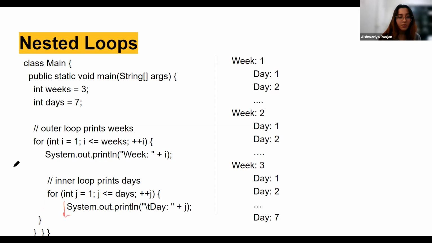And then it's going to go back to this loop. It's going to increment the value. So now i will be 2, and 2 is still less than or equal to 3. Weeks is 3. So then we go back into this loop and we're going to print week and i is 2. So week 2. And the inner loop runs the same way. So we're going to print from day 1 to day 7. And then similarly, week 3, day 1 to day 7.